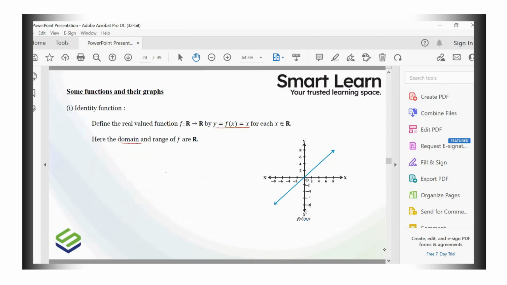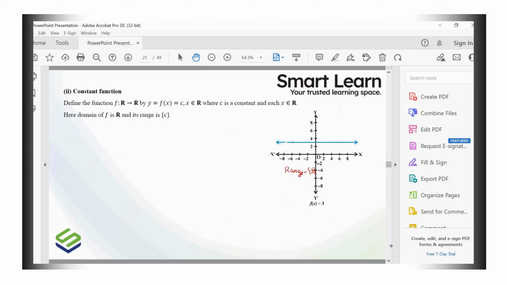Then some functions, and this is a very important topic. We have 7 functions. So this is the first function, that is the identity function. The identity function is defined as the real valued function f from R to R, y = f(x) = x. That means whatever input I give here, I will get the same as the output. When I put 2, I will get 2. When I put 4, I will get 4. When I put 6, I will get 6. So here the domain is R, range is also R.